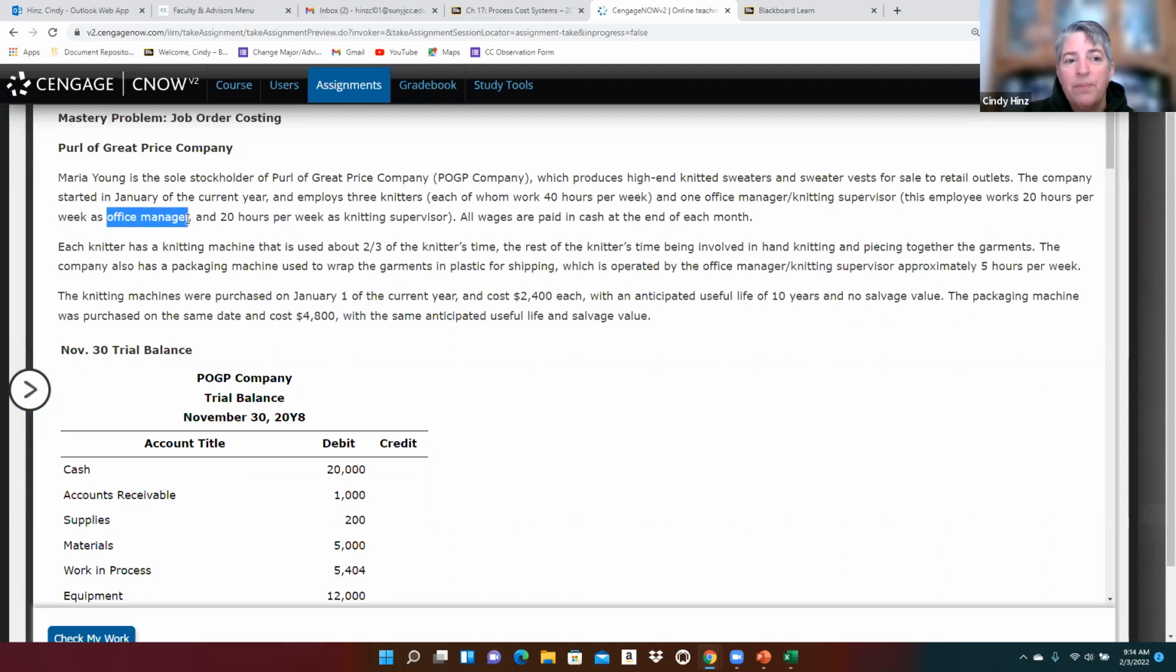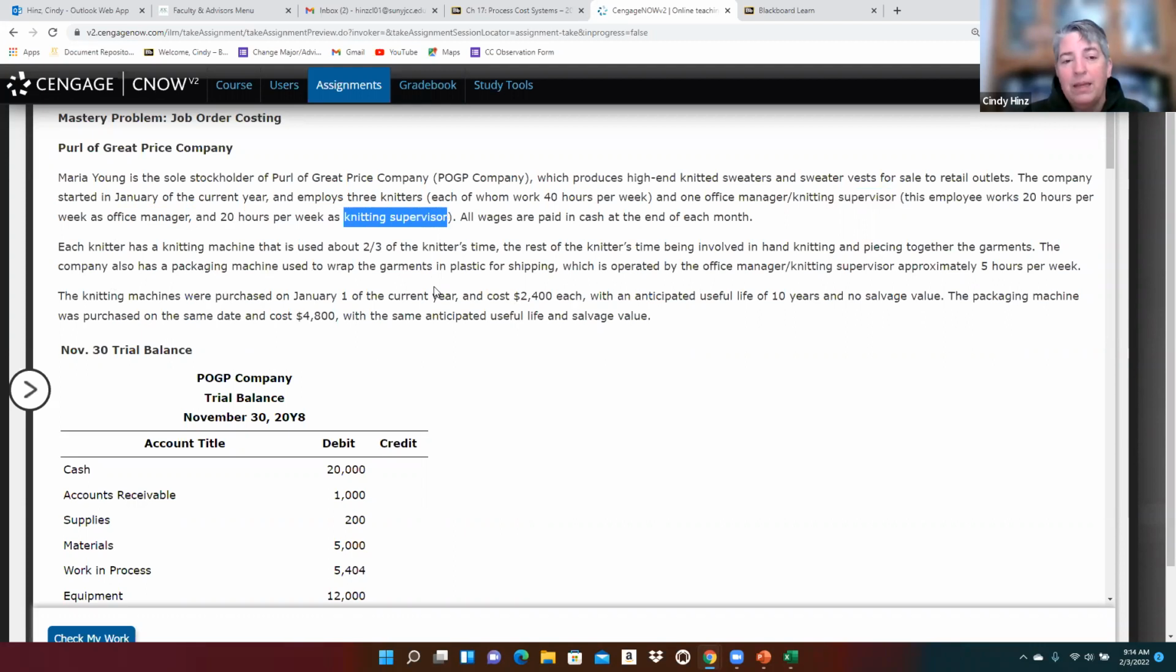and it tells us that position is really split between the office manager, which would be a period cost. We talked about the cost classifications at the beginning of the semester. So product versus period cost. Product costs we know include direct materials, direct labor, and overhead. Period costs are the selling, general, and administrative expenses. So this supervisor position is actually a split position. Half of that person's time is office manager, so that's a period cost, and half of the time is as knitting supervisor, and so that's part of the product cost.